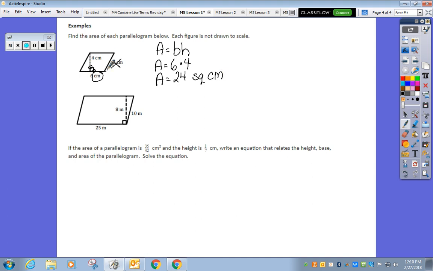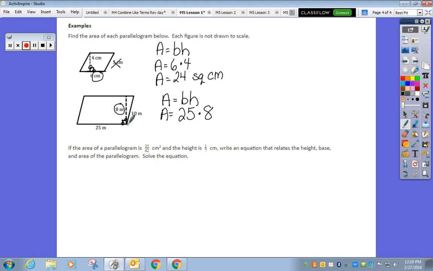Okay, looking at the next one, again, I'm going to do area equals base times height. I'm looking for my base. So this would be considered my base right here because, as you can see, out of it, here's my right angle, touches here, touches here. So this is my base, part of the figure. And my height comes out of the base at a right angle, which would be this 8 right here.